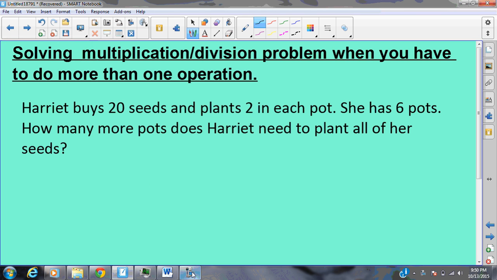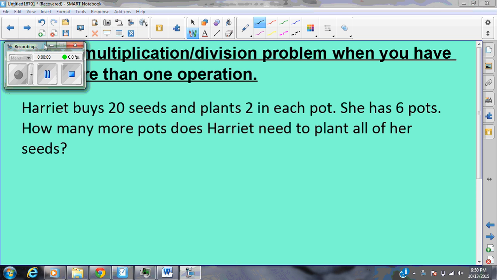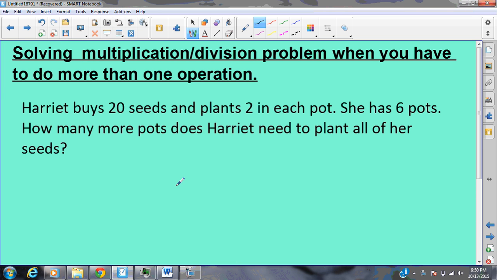Solving multiplication or division problems when you have to do more than one operation. So we're going to take a look today at a problem that is similar to your homework. It says, Harriet buys 20 seeds and plants 2 in each pot. She has 6 pots. How many more pots does Harriet need to plant all of her seeds?